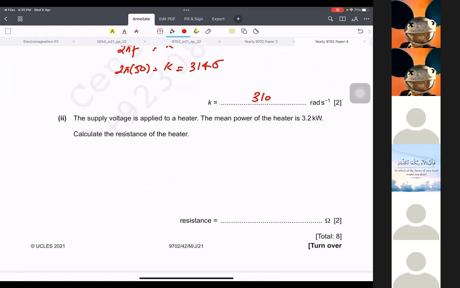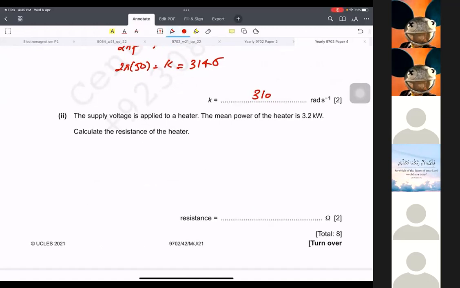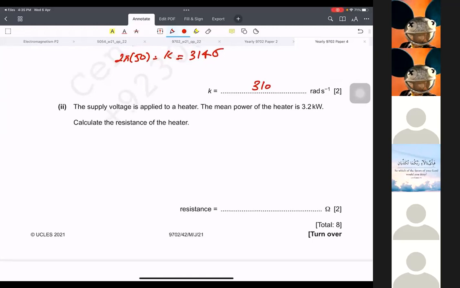314.5? Yeah, exactly. Okay, so this is right, this is also right. It is rounded to significant figures because of this. Okay, the supply voltage is applied to the heater. The mean power of the heater is this. Calculate the resistance of the heater.